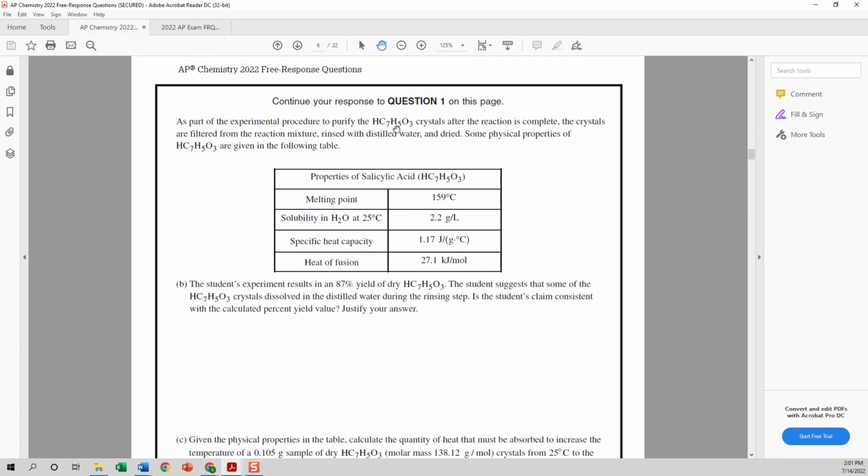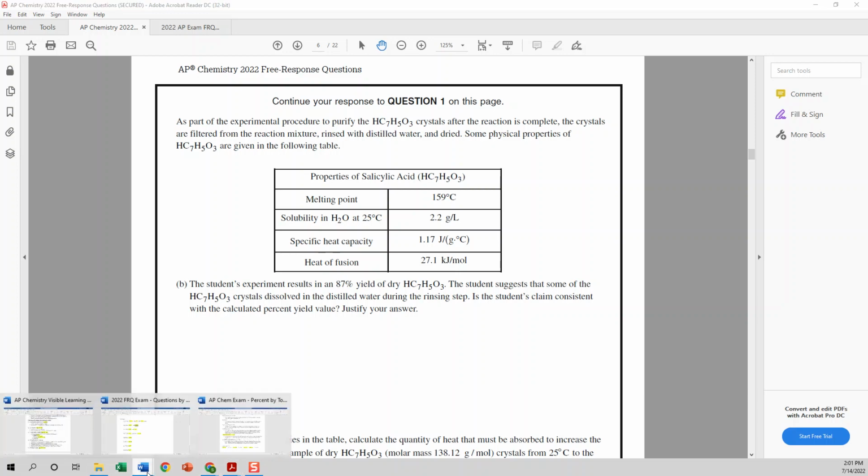This compound is polar, and you know it's polar because any organic compound that has more than just carbon and hydrogen, if it has oxygen or anything else, it's going to be polar if it has any other type of functional group. So it's polar. It probably has hydrogen bonding, but because it's polar, it would be expected to be water soluble. So rinsing it with distilled water would make some crystals possibly dissolve in that distilled water. And so you would have less of your dry crystals, and that would give you less than 100% yield.